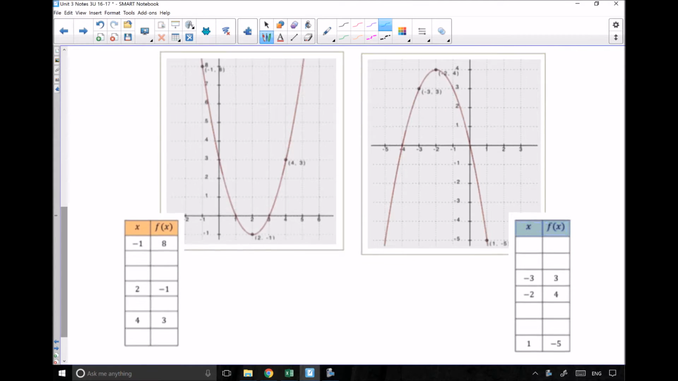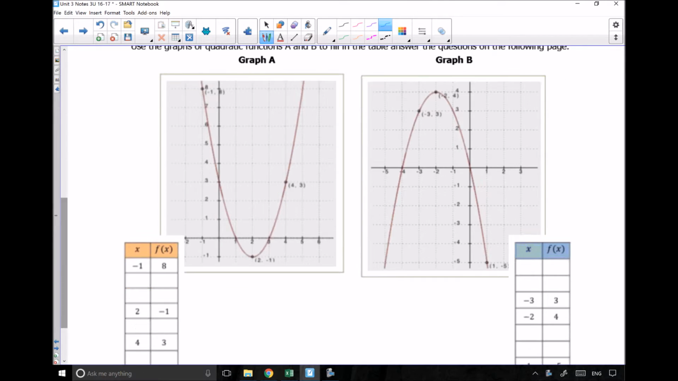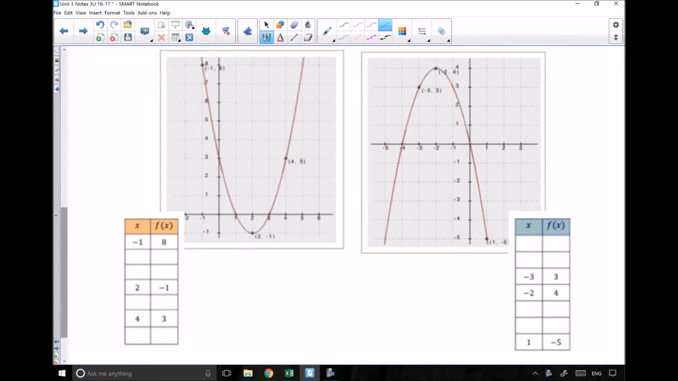So if you guys take a look right here, we have our first graph. This is graph A. And I want to just fill in the table right here. So if you notice, we have the coordinate -1, 8. We also have the coordinate 0, 3. I also have a coordinate of 1, 0. I have a coordinate of 2, -1. I also have a coordinate of 3, 0. I have a coordinate of 4, 3. And then I also have a coordinate of 5, 8. And then it keeps going on in both directions, but this is essentially the basic part of our graph, the initial part of our graph.